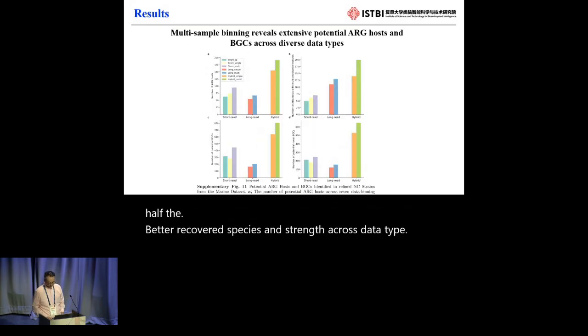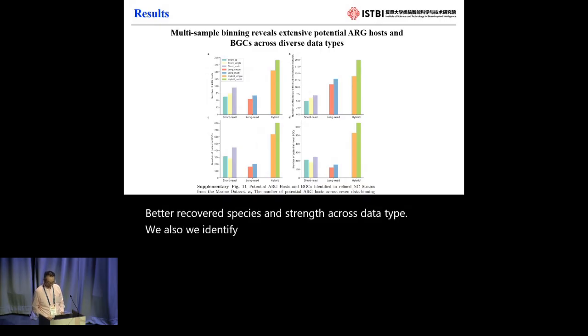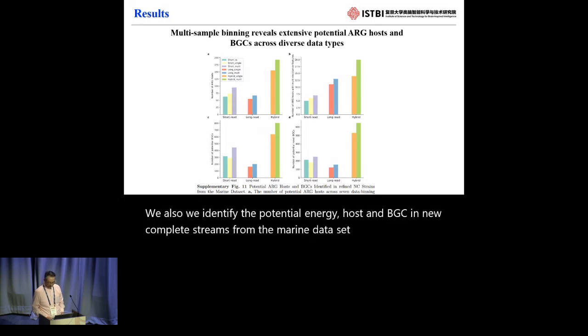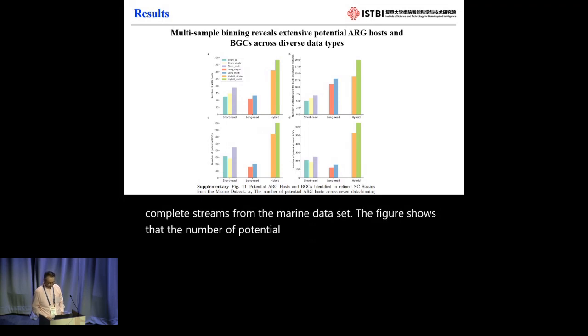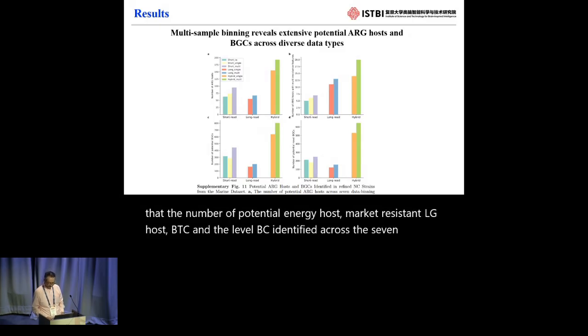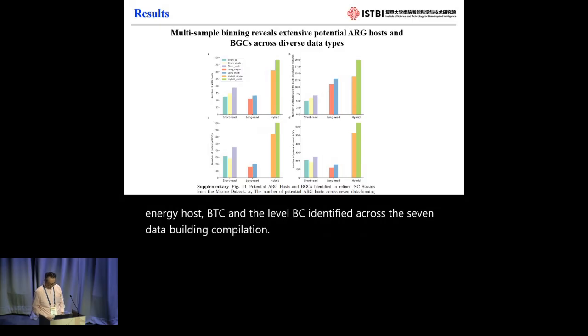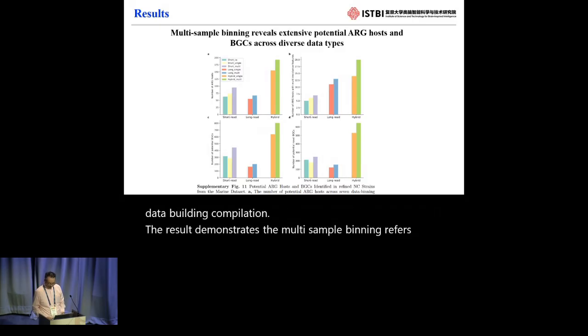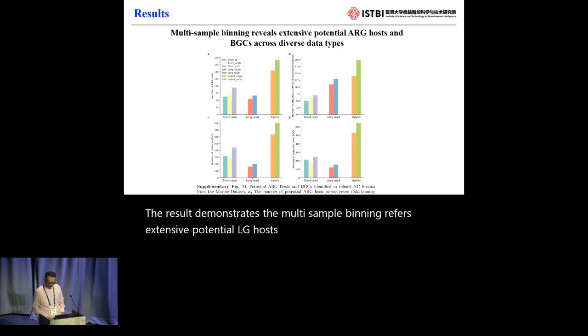We identified potential antibiotic-resistance gene hosts and BGCs in new complete strains from the marine dataset. The figure shows the number of potential ARG hosts, multi-resistant ARG hosts, BGCs, and novel BGCs identified across the 7 data-binning combinations. The results demonstrated that multi-sample binning recovers extensive potential ARG hosts and BGCs across diverse data types.